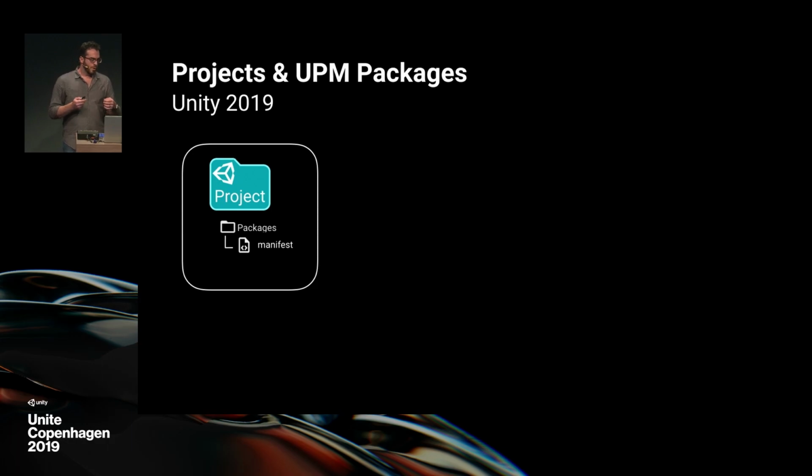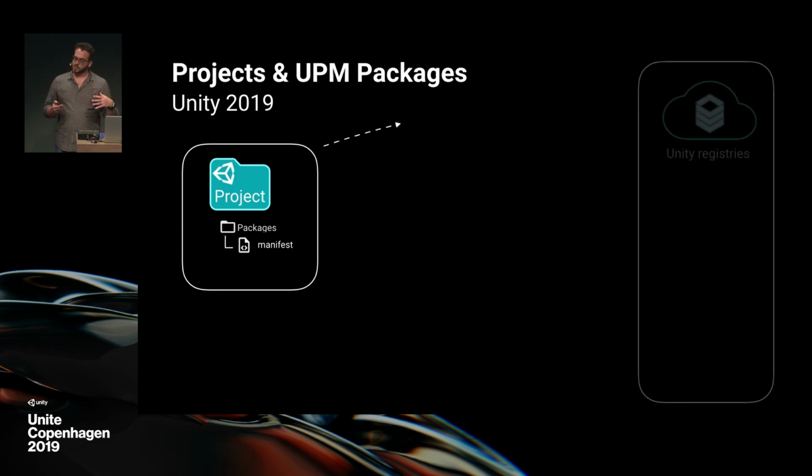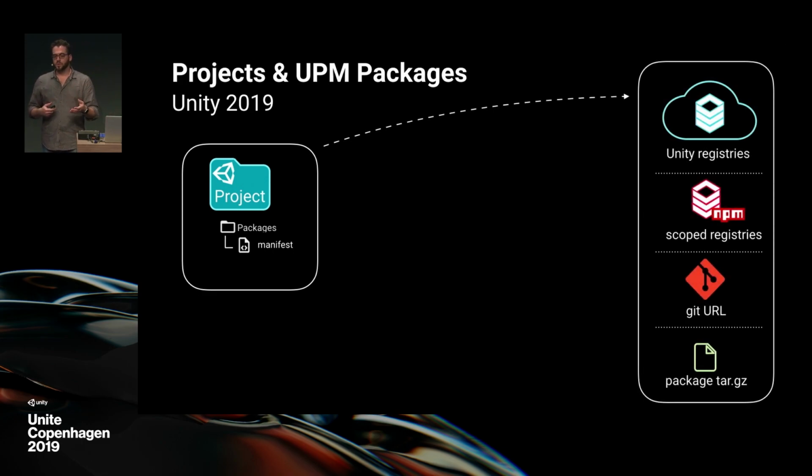What ends up happening next is once that dependency list is read from the manifest, we read from the registries, depending on how the manifest is configured. In the 2019 releases, we have allowed you to extend it beyond just the Unity hosted registries and hook it into, for example, a local or other registry using NPM through a scoped registry setup, whether it be a Git URL or a local package tar file that's sitting on one of your disks or a local network.